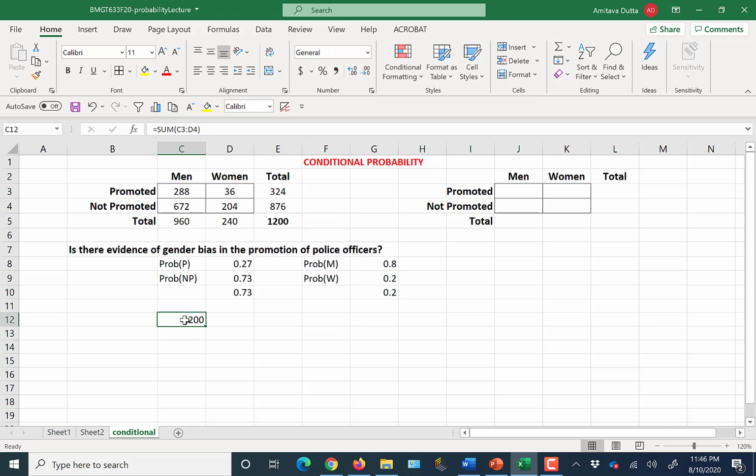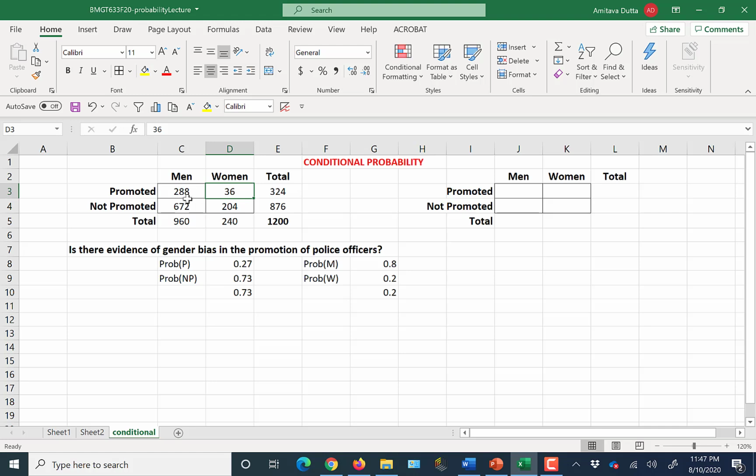So how do I interpret the number? How do I interpret 228? 228 is the number of officers who were men and who got promoted. So there are two things happening at the same time. Similarly, there are 36 officers who were women and who got promoted. So these are what are called joint probabilities.